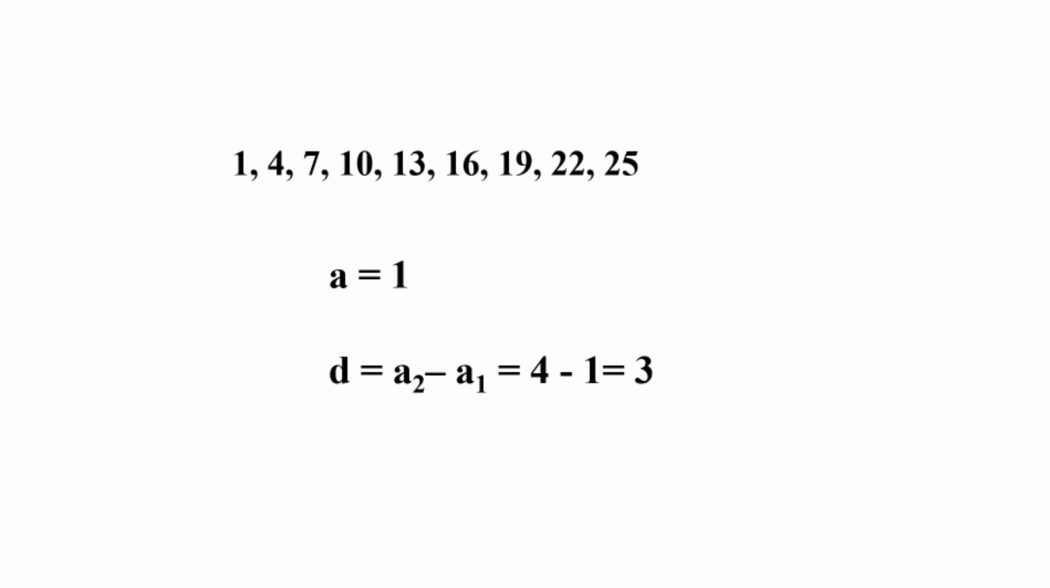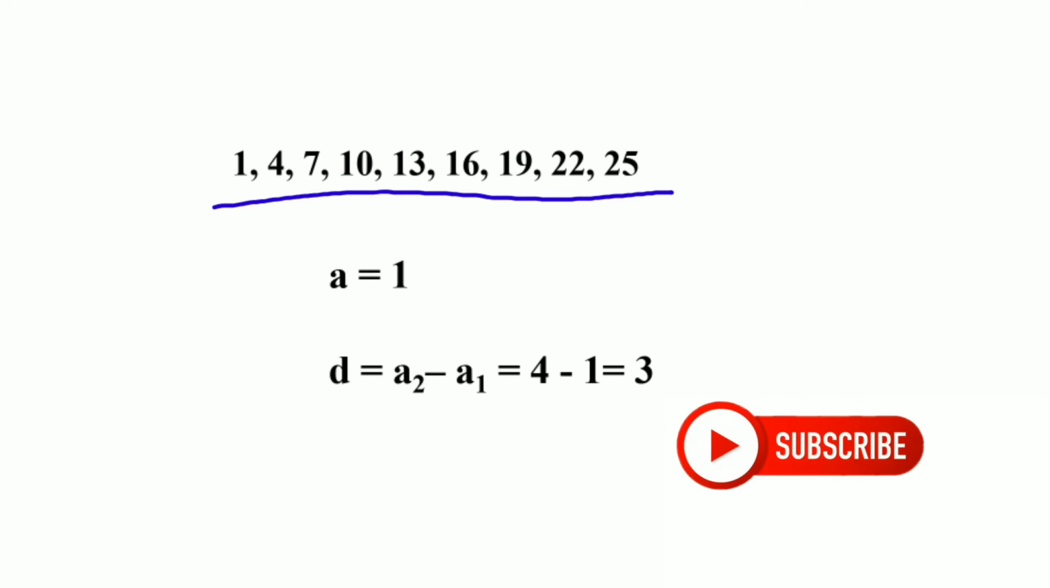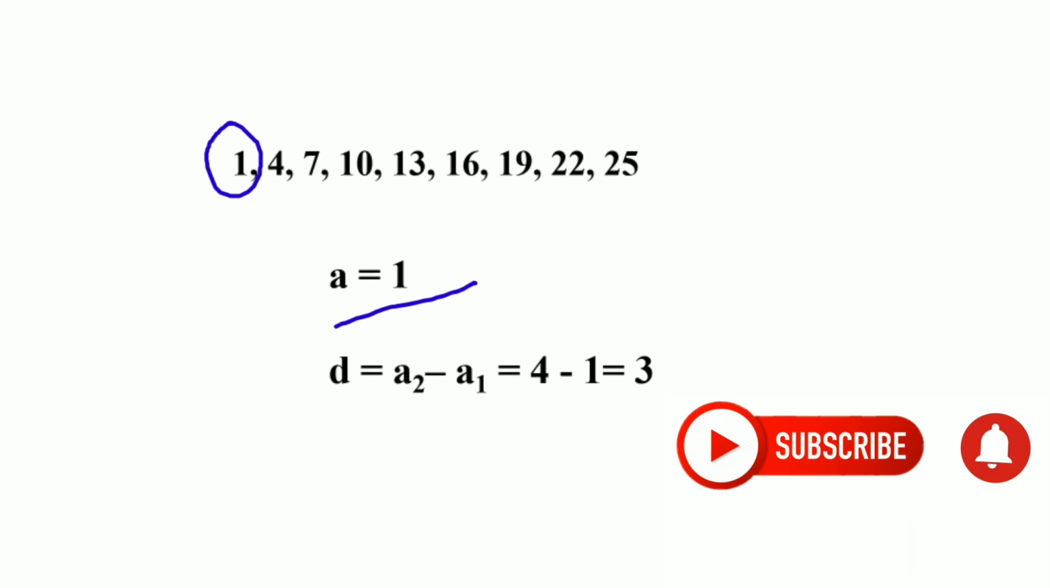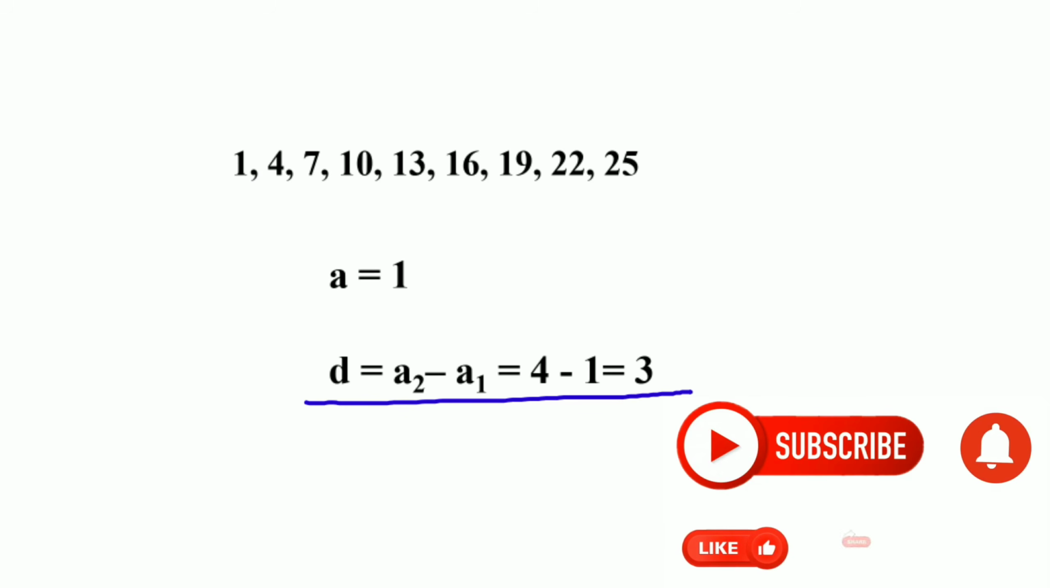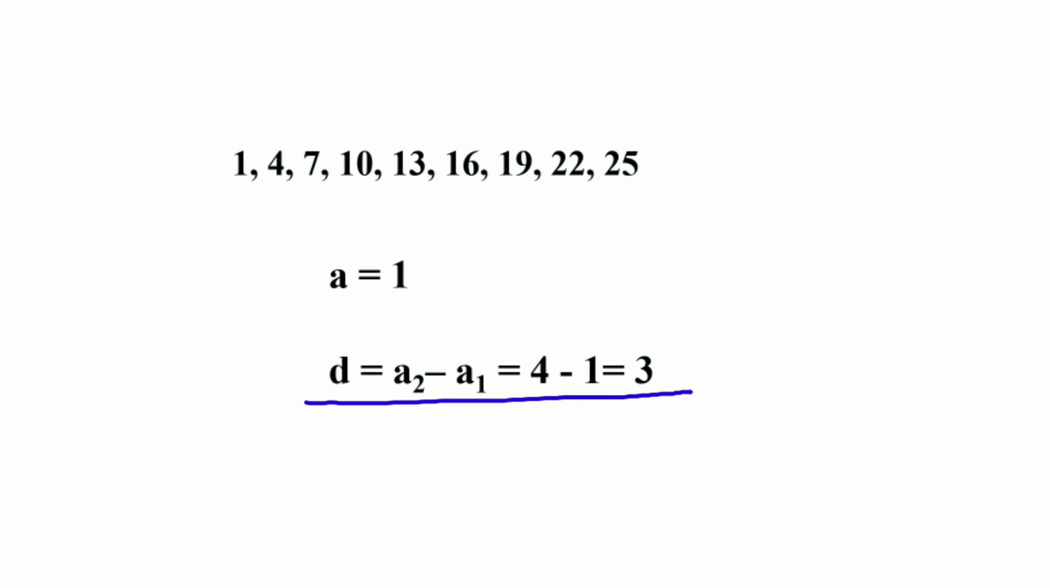Consider another example: 1, 4, 7, 10, 13, 16, 19, 22, 25 and so on. In this sequence, the first term is 1 and the common difference is a2 minus a1, that is 4 minus 1, which is 3, and 7 minus 4, which is also equal to 3, and 10 minus 7, which is also equal to 3. That means the pattern is continued by adding 3 to the last number each time.